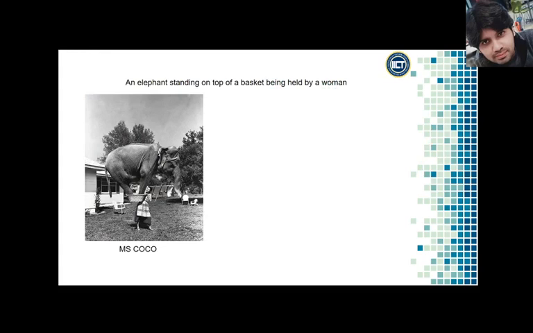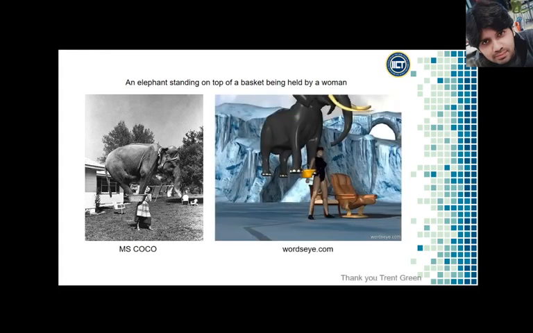Now, an elephant standing on top of a basket being held by a woman, if you will just write it on a platform which is wordseye.com, you can see what NLP, the natural language processing, the combination of natural language processing, computer graphics, and simple labeling would do. And you can see here that some chairs are generated. Of course, you can just vary the appearance of chairs, you can vary the appearance of background.